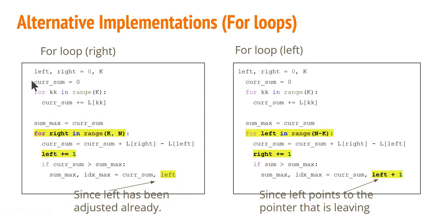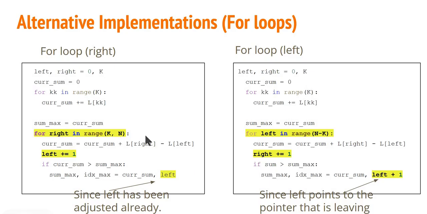Notice I am assigning my pointers in the beginning. I'm finding the first sum as usual. Now here I'm saying right goes in a for loop from range k to n. Remember, right has been set to k. Basically, this is exactly the same as saying right is going to be k plus 1, k plus 2, and so on until n minus 1, because range is k to n. And which is logical because right is the pointer that is coming into the window, and the largest value right can take is n minus 1, exactly why we had put while right less than n.